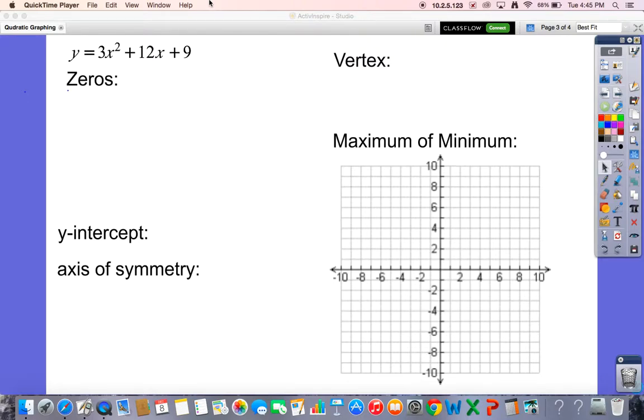We are going to work on graphing from the standard form of an equation. The first thing we need to do is work on finding the zeros. We need to use the quadratic formula in order to do that with this problem.